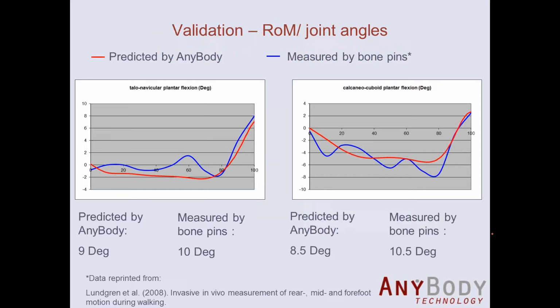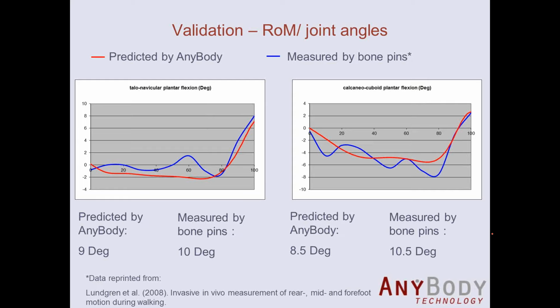Now we will talk a little about validation, which is always important for modeling. We'll see two types of validation. The first one is about the motion. So what we have done here is that we have compared the predicted motion of some joint with the measured motion. This has been measured using bone pins. That was an experiment done by Nestor.